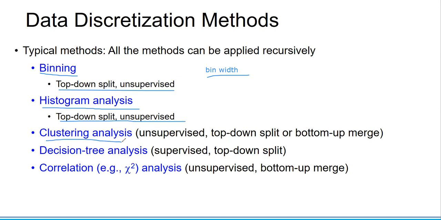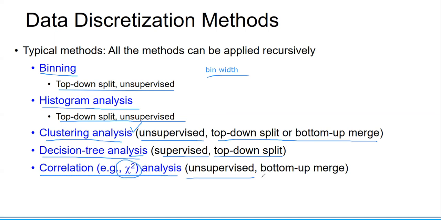We can later do clustering analysis and decision tree analysis. Clustering analysis is unsupervised, and it can be a top-down split or a bottom-up merge, so it can be both. The decision tree analysis is supervised and mostly top-down split. The correlation analysis uses chi-square. It is unsupervised, and usually we call it bottom-up.